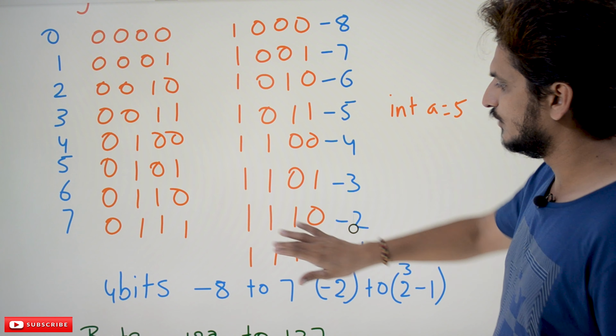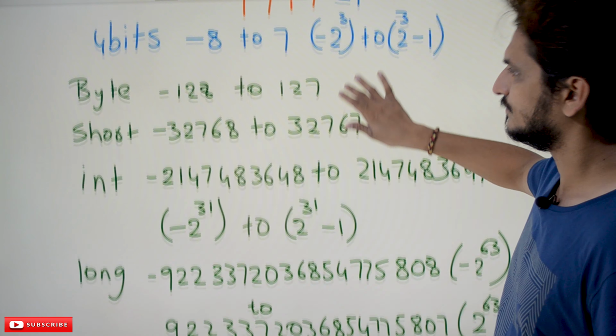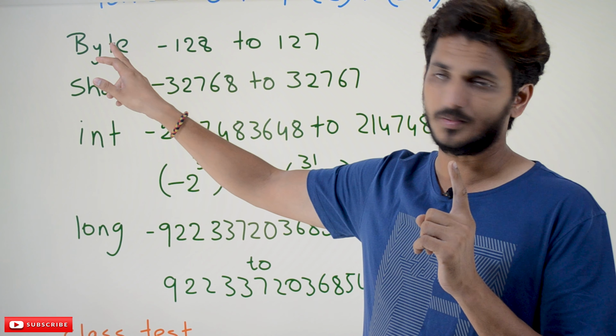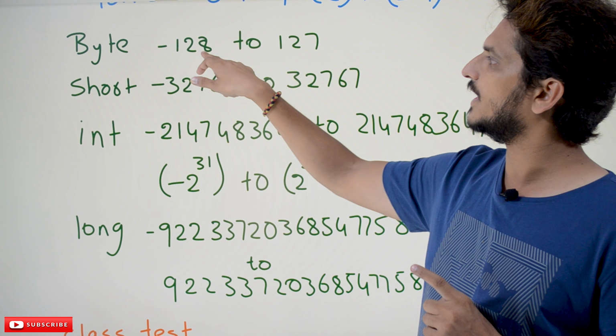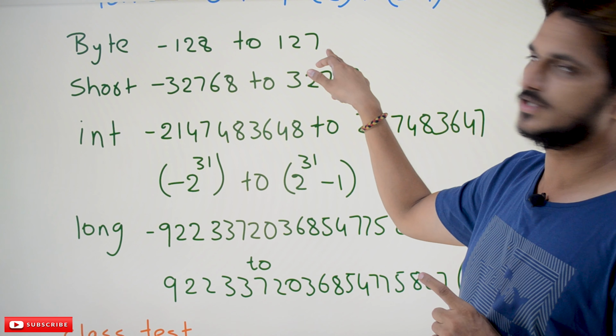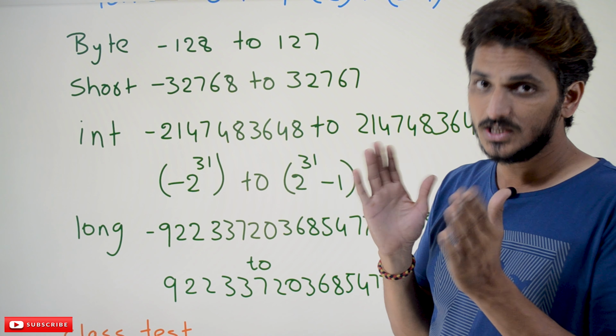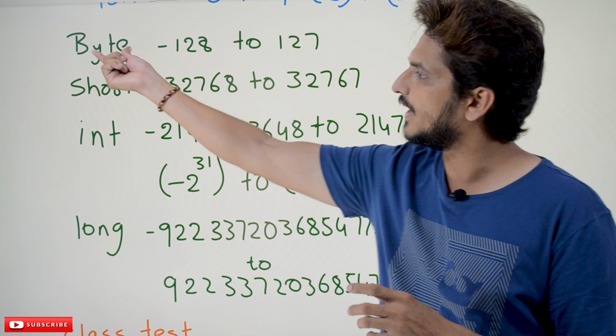Now we will go with the limits of our data types. Byte means 1 byte of memory space is occupied. So what's the minimum number? Minus 128. What's the maximum number? 127. This is the limit. You can store only these numbers using the byte data type.